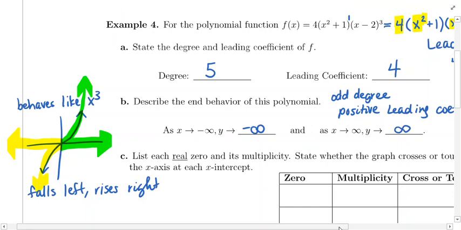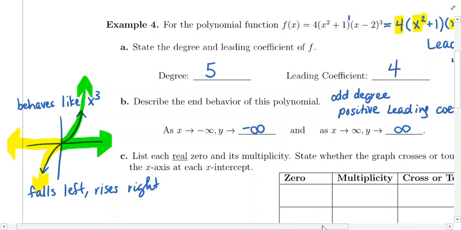Okay, so this is the mathy way of writing falls left, rises right. It is as x approaches negative infinity, the y values approach negative infinity as well. And as the x values approach positive infinity, the y values approach positive infinity. So again, when you draw your graph in part F, you better have something that falls left, rises right.